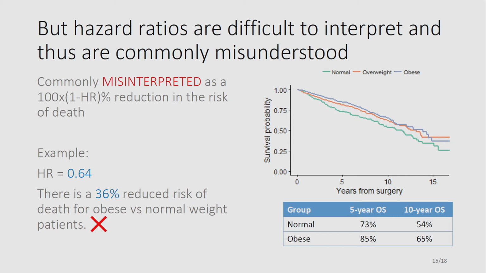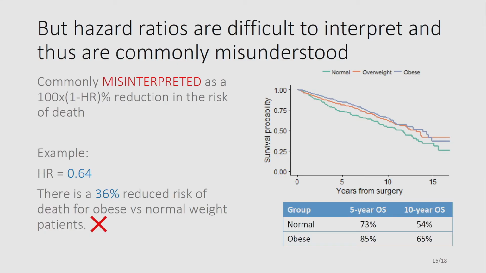Personally, I think they're hard to interpret, and I like to use Cox regression models to understand directions of effects and significance in multivariable models, but I like to use these other quantities to convey more information about actual differences between groups.